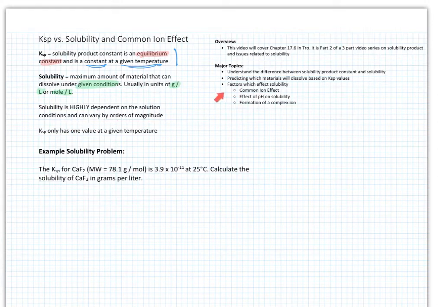So it turns out there are 3 factors which profoundly affect the solubility, called the common ion effect, the effect of pH, and what's called a complex ion. So in this video, we're going to do a problem just calculating what the solubility is, or sort of defining what solubility is. Then we're going to take a look at the common ion effect. In the next video, the third video in this series, we'll look at the effect of pH, and we'll also look at the effect of formation of a complex ion.